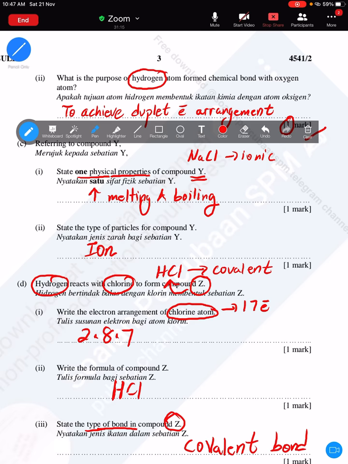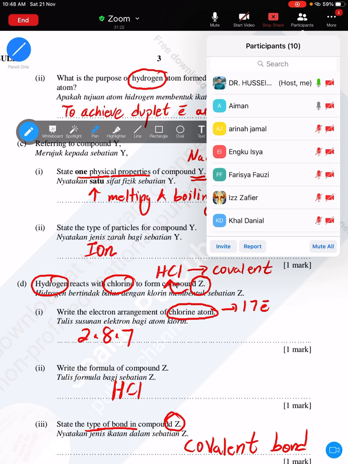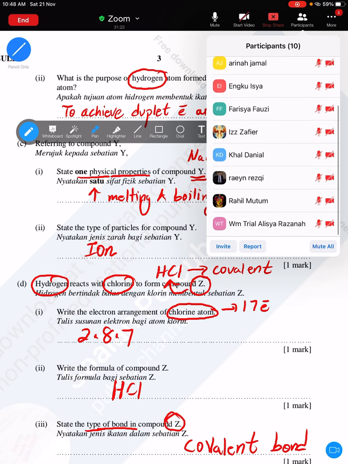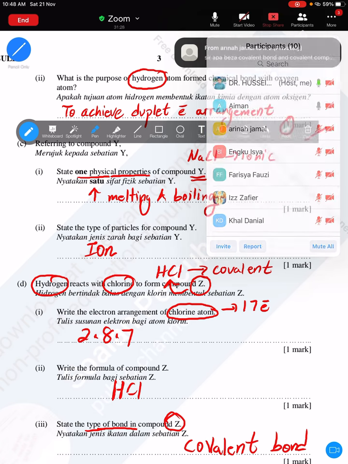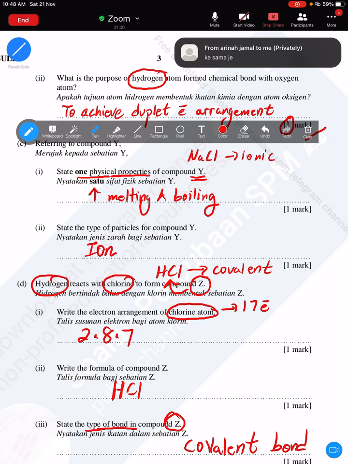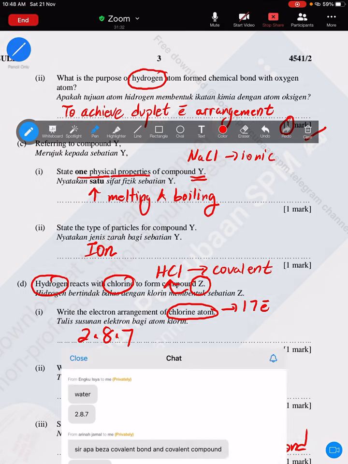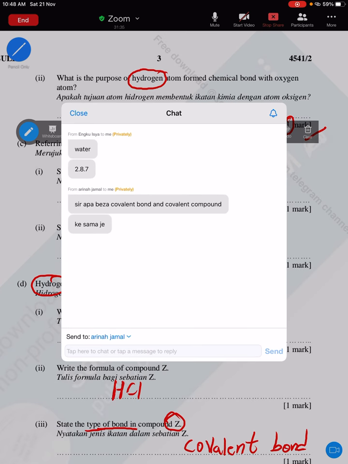Okay, done. Saya padam. Yang lain pun janganlah diam sangat kau. Rahil. Okay, Rahil. Ryan. Okay. Sekejap, Andrew. Hello, baby Ryan. I notice you are here.